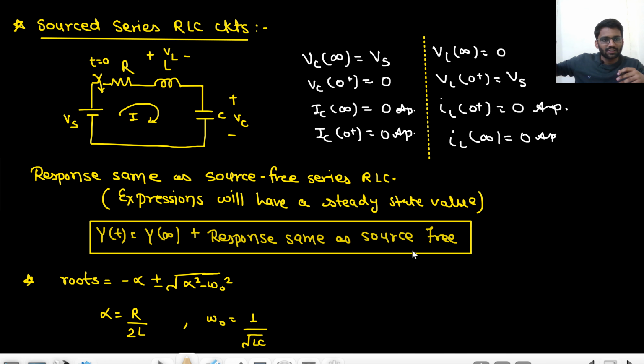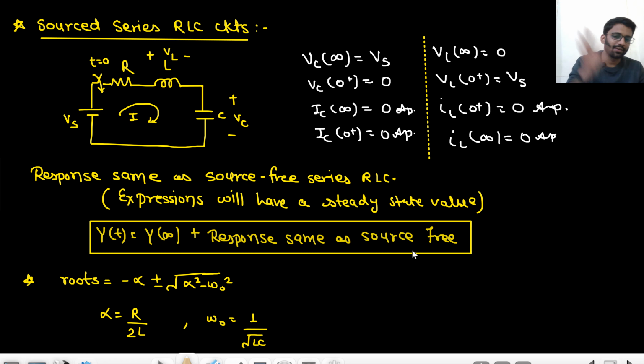So whenever a source is given, you just need to think I will be writing the source free response, and just add the infinity value for whatever expression they are asking. If they are asking for voltage, then voltage at infinity. If they are asking for current, then current at infinity. If they are asking for capacitor, then capacitor voltage and capacitor current at infinity. If they are asking for inductor, then inductor voltage and inductor current at infinity. What will be the roots for series RLC? The roots will be the same as well.